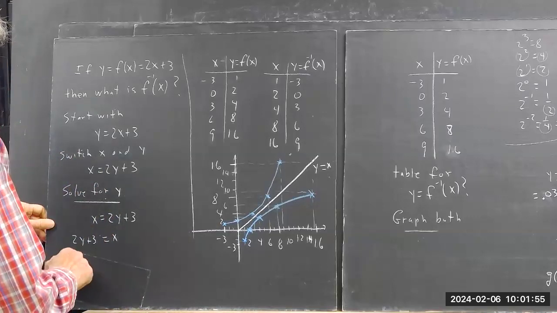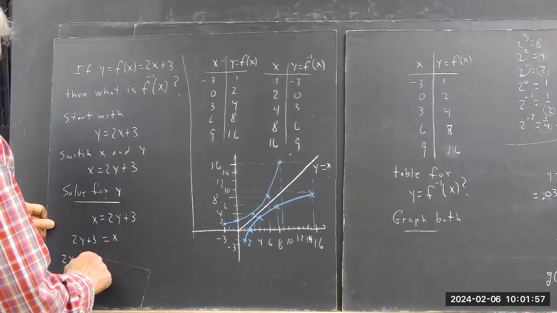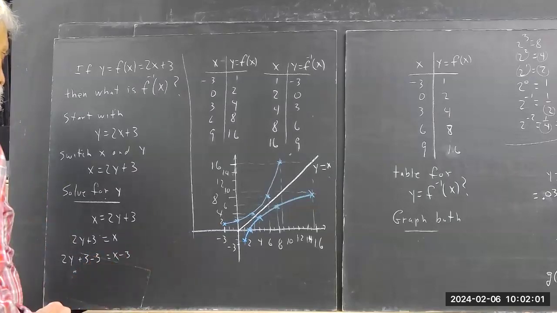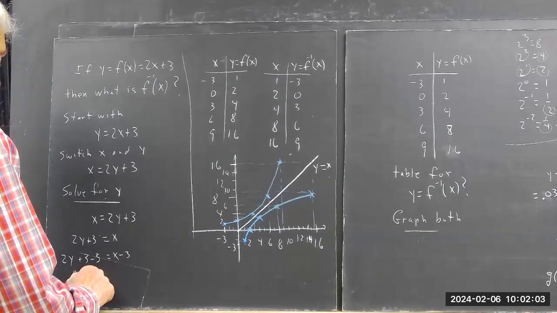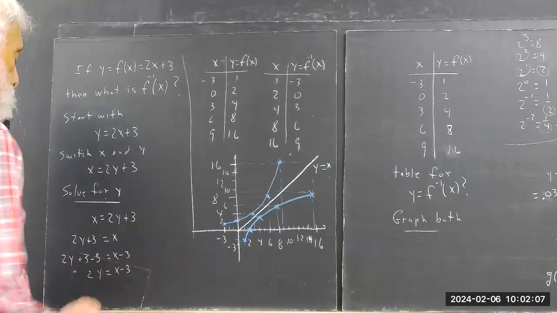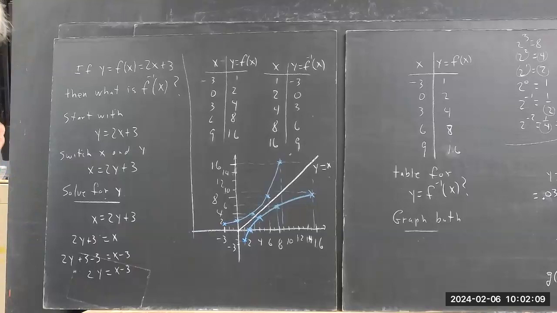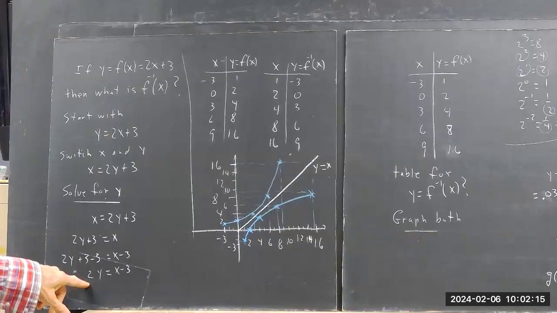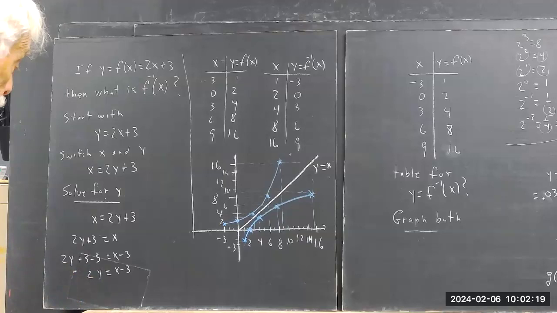Now I do 2y plus 3 minus 3 equals x minus 3. And I get 2y equals x minus 3, because 3 minus 3 is 0. Now I can't subtract 2 to get rid of this 2. I have to divide, because it's multiplied by y.